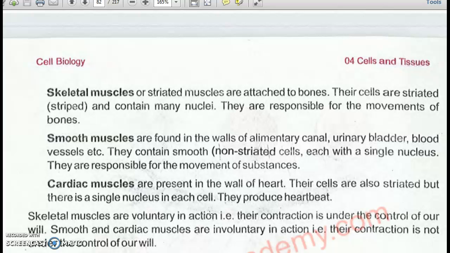The third one is the cardiac muscle. It is present in the wall of the heart. Its cells are also striated, but there is a single nucleus in each cell. They produce the heartbeat. Skeletal muscles are voluntary in action. Their contraction is under the control of our will. Smooth and cardiac muscles are involuntary in action. Their contraction is not under the control of our will. So smooth and cardiac muscles are controlled by the brain.